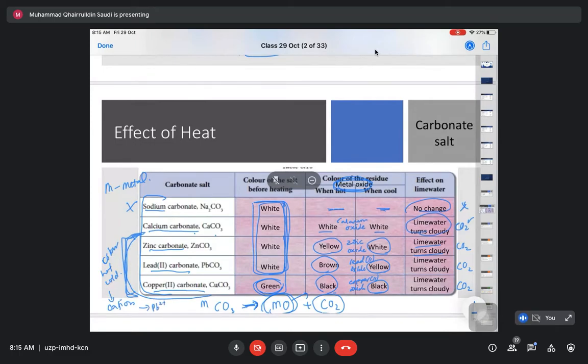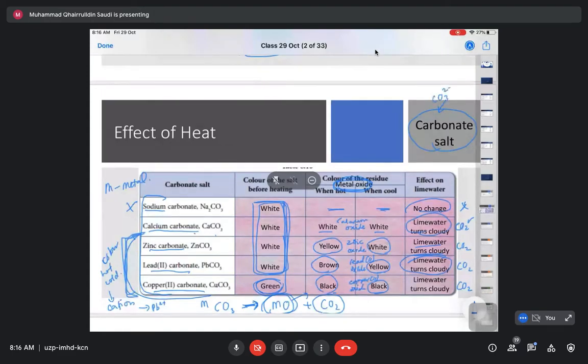Okay, so awak dah tahu dah. Oh, salt ni ada lead 2. Ada lead 2 cation. Kemudian lime water turn cloudy. Lime water turn cloudy maksudnya ada gas apa yang release? Carbon dioxide. Okay, so carbon dioxide adalah terlepas apabila salt apa dipanaskan? Carbonate salt. Carbonate salt. So awak tahu bahawa dalam salt awak tu ada carbonate ion.